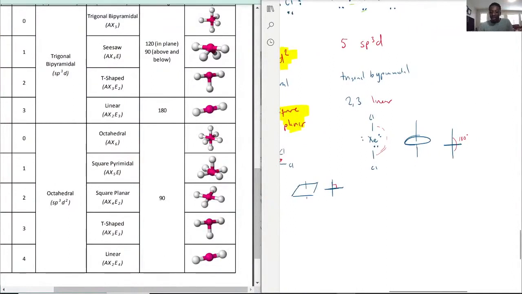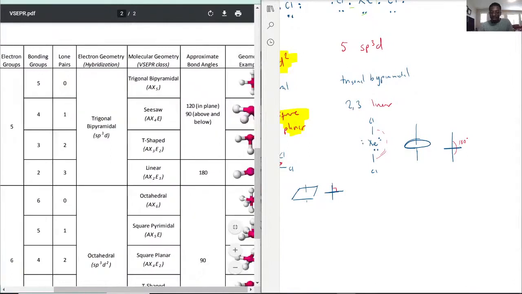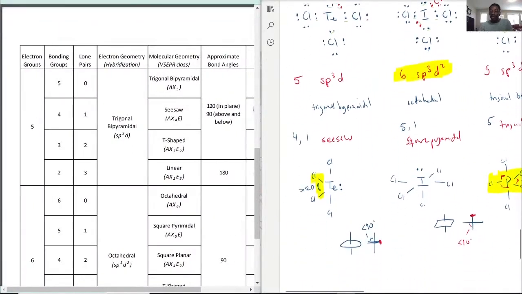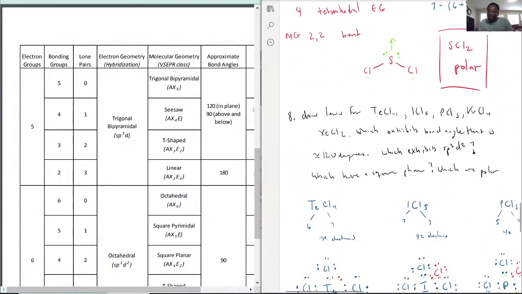And now for the last one, 2, 3 is linear, which is also what we got. Perfect. I was just blanking out on the names for these. So now reviewing what the question was asking for.